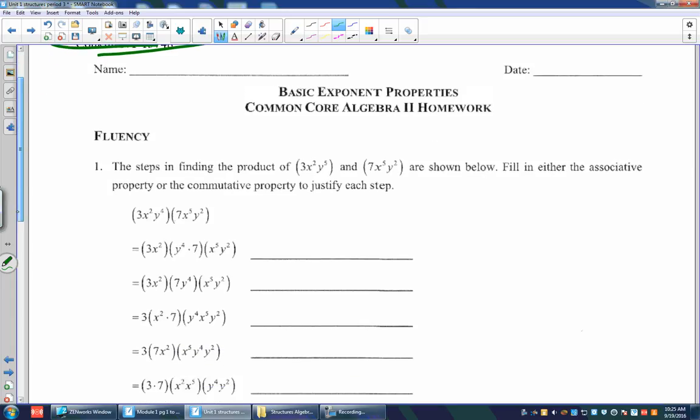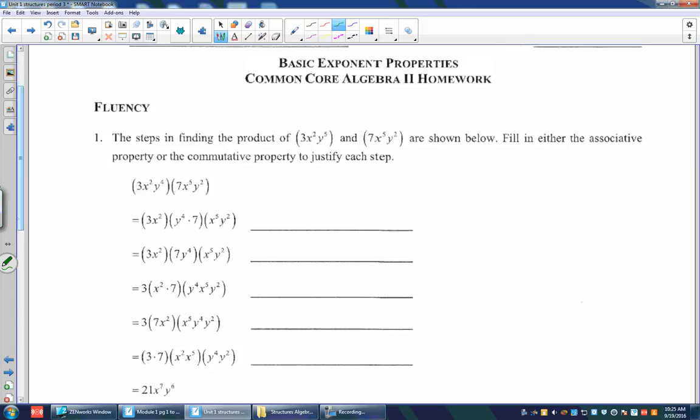We're doing page 15 for homework. It says the product of these two monomials are shown below. Fill in the associative property, the commutative property. Please, only the associative or commutative, that's what it says.